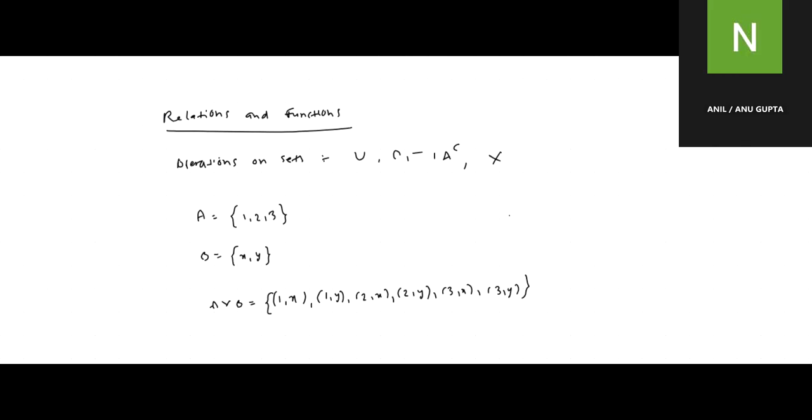A क्रॉस B इज इट इक्वल टू B क्रॉस A? इज इट ट्रू? No, because ordered pairs different हो जाएंगे. That's why it is not correct. A क्रॉस B is not at all equal to B क्रॉस A. Correct?